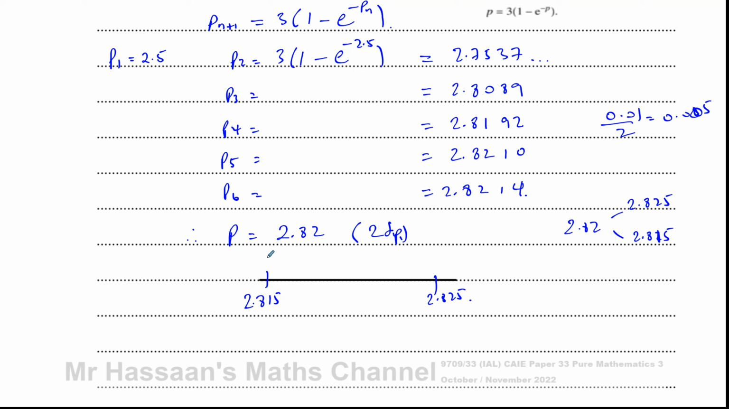So basically what that means is that when we say the root is 2.82 corrected to 2 decimal places, we're saying that the root lies somewhere between these two values, okay? And when you round anything in this range to 2 decimal places, it will end up being 2.82.